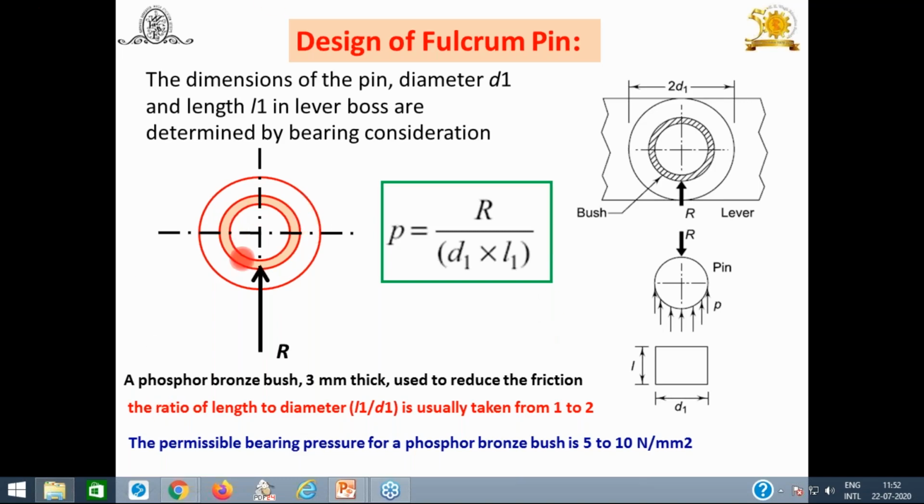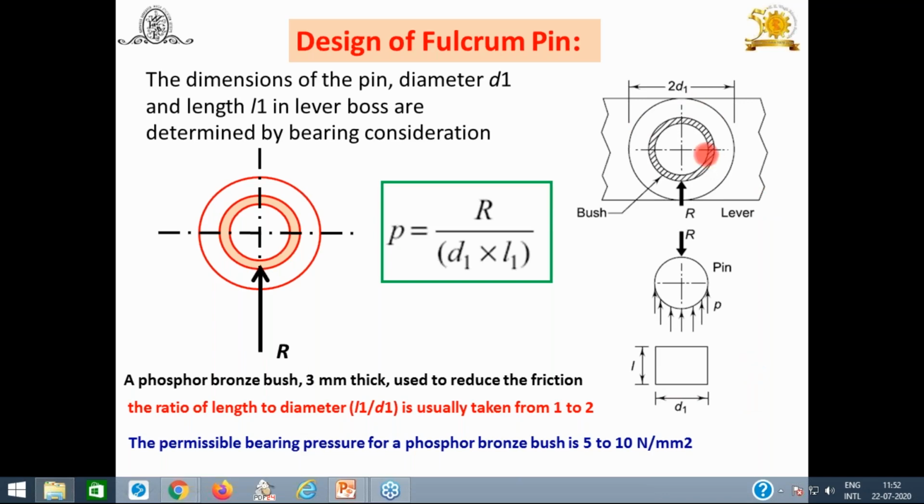But in this case, the lever is going to move. Movement of the lever is possible because of this pin. That means there is a relative motion between the two parts, and that means we have to consider the bearing pressure as the criterion. How to find out the bearing pressure? Look at another diagram.